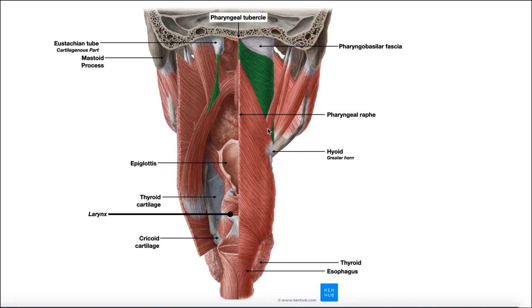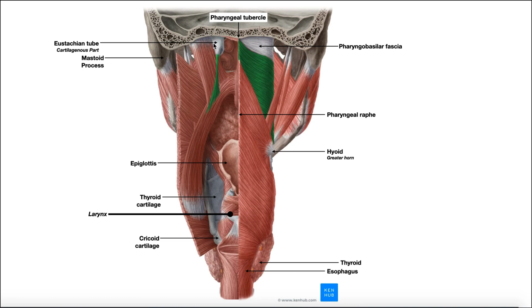Okay? Now over here we can see a little bit of the hyoid bone, only a small piece. This is going to be the greater horn or greater cornu of the hyoid bone. At the top here, part of the occipital bone, there's a little bump called the pharyngeal tubercle. And some of the muscles, in particular this one, which we'll see as the superior constrictor, have an attachment on this.